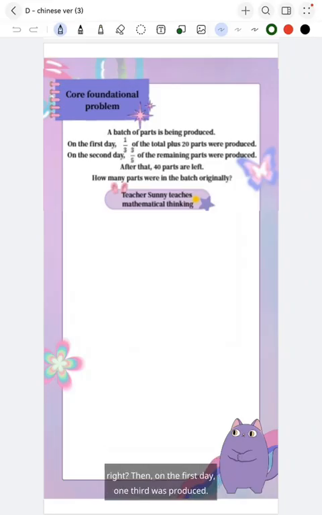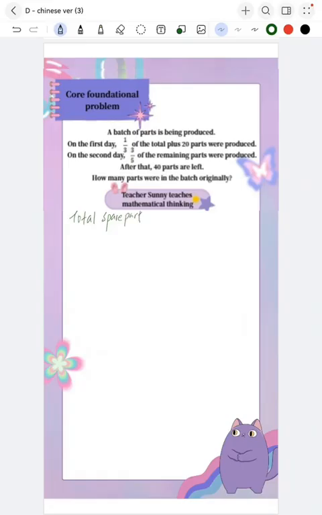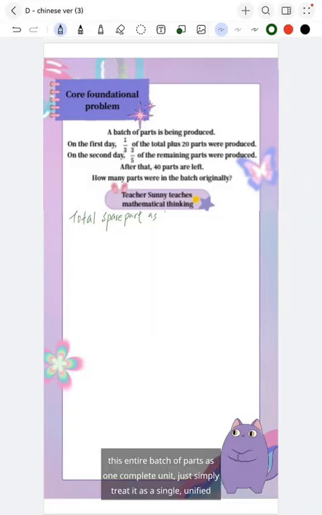Then, on the first day, 1/3 was produced. In other words, this entire batch of parts can be evenly divided into 3 parts. So on the first day, precisely one of those 3 equal parts was produced. Therefore, we can translate it like this. We take this entire batch of parts as one complete unit, just simply treat it as a single unit.